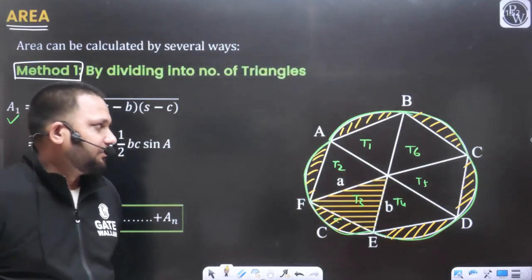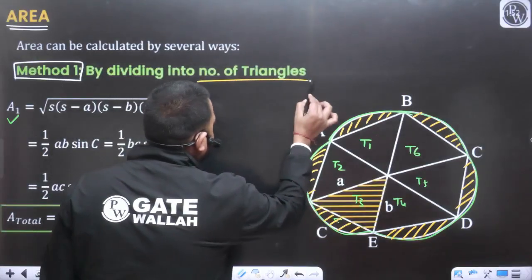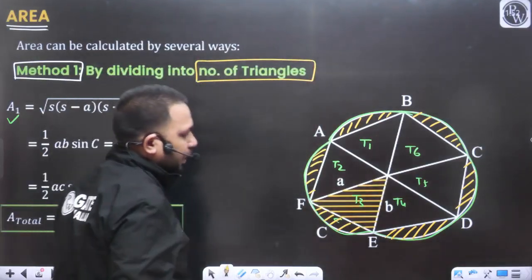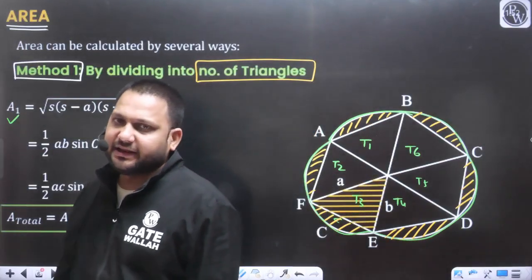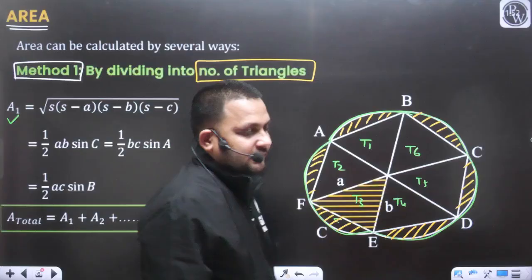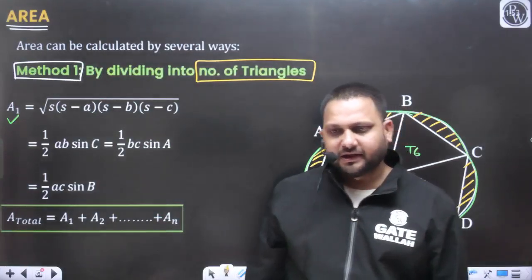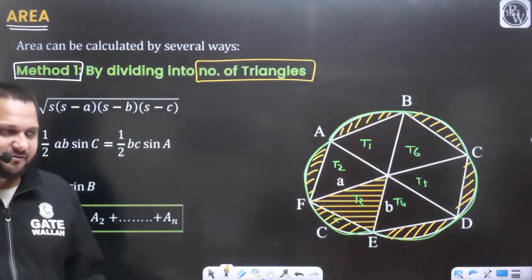So I hope by dividing the entire area into a number of triangles, how we can calculate the area is clear to everyone. The total area will be equal to the summation of all the triangles' areas, yes or no? That is the same thing that I have written here.